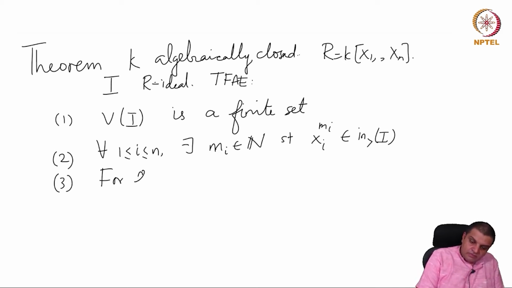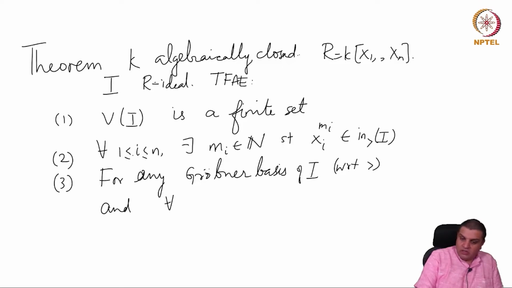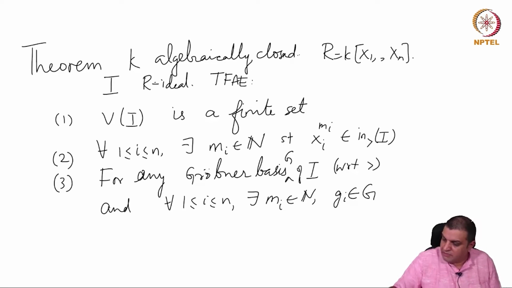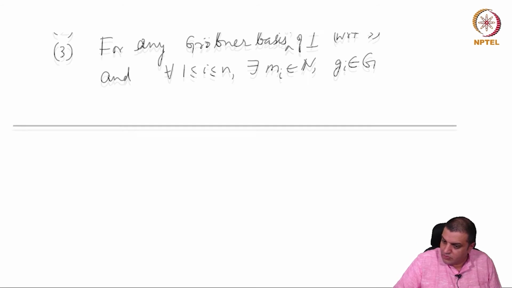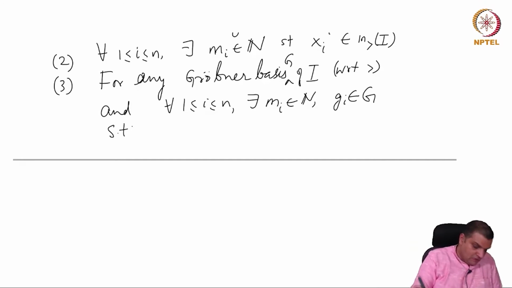For any Gröbner basis G of I, again with respect to the given monomial order, and for each variable, there exists some non-negative integer mi and a gi inside G such that the initial term of gi is xi to the mi. So pick any Gröbner basis of I and pick any variable, then there is a non-negative integer and an element in the Gröbner basis such that its leading term is xi to the mi.